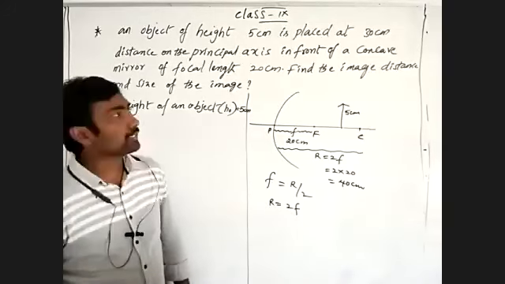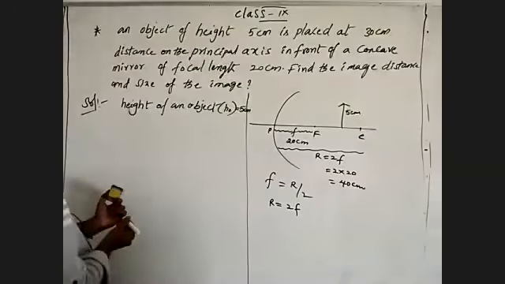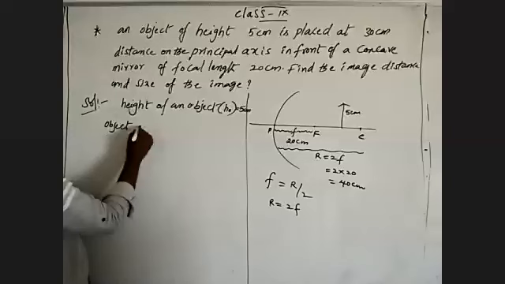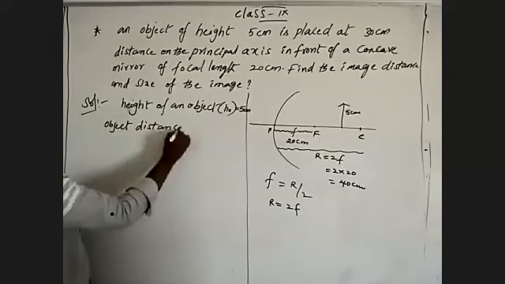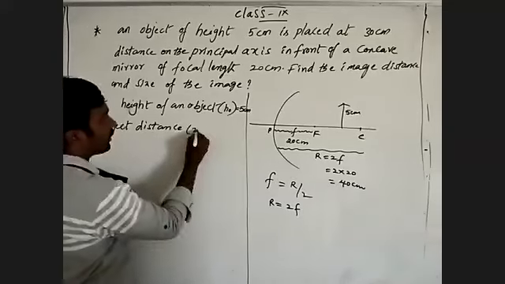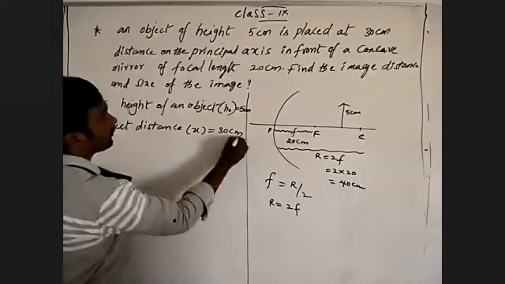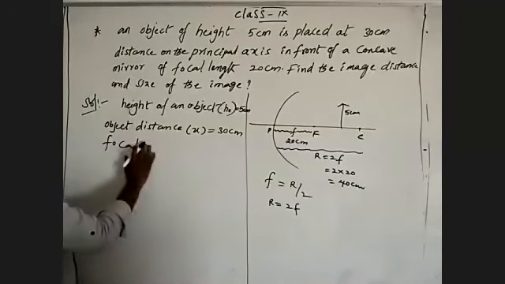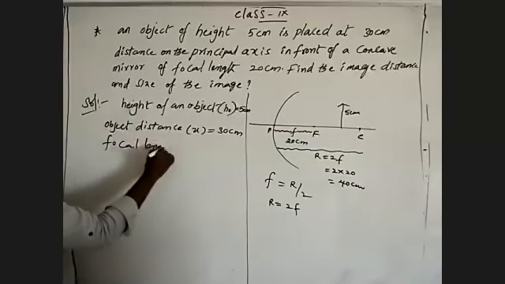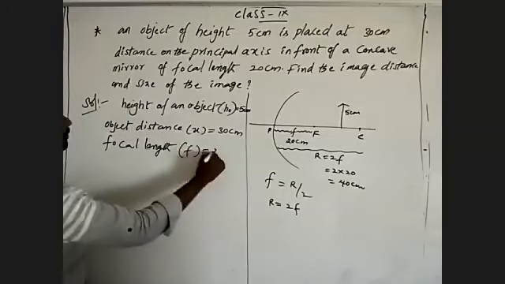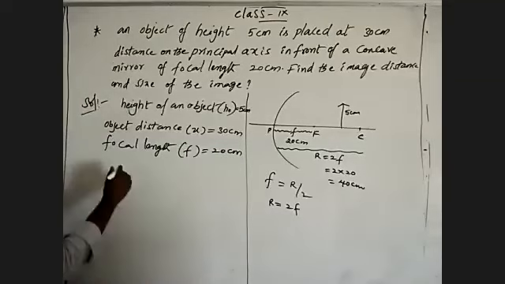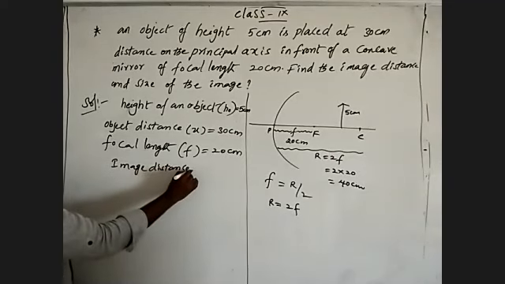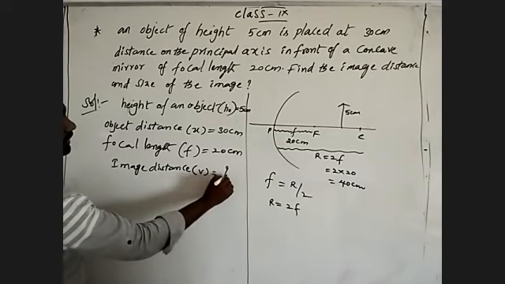Understand? Then, let's find whether it is correct or not. So what are they giving us? Object distance, you can write. Object distance is 30 centimeter. And the focal length they gave, shown by F, is 20 centimeter. Then we have to find the image distance.